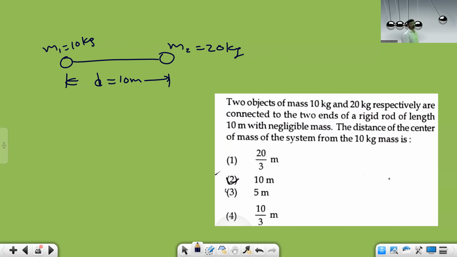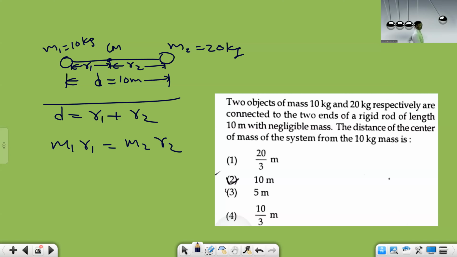And the distance of center of mass from 10 kg. Suppose your center of mass is located here. From here to here, let me take the distance as R1. From here to here is R2. What we know? D is equal to R1 plus R2. This is the center of mass position. Center of mass position means M1 R1 is equal to M2 R2. I have these two formulas in center of mass. Everybody knows this formula. The distance between them is R1 plus R2.